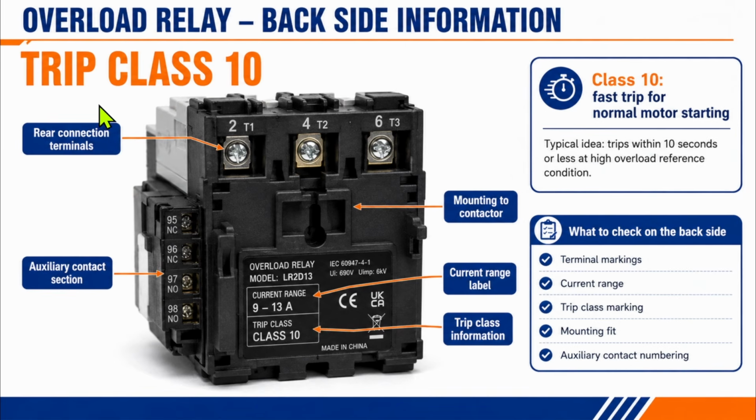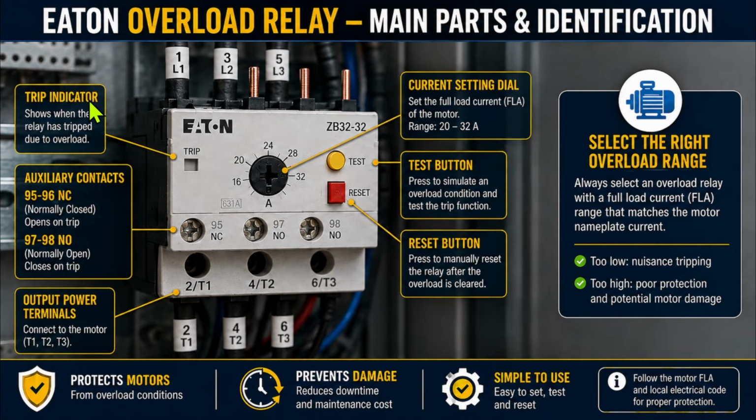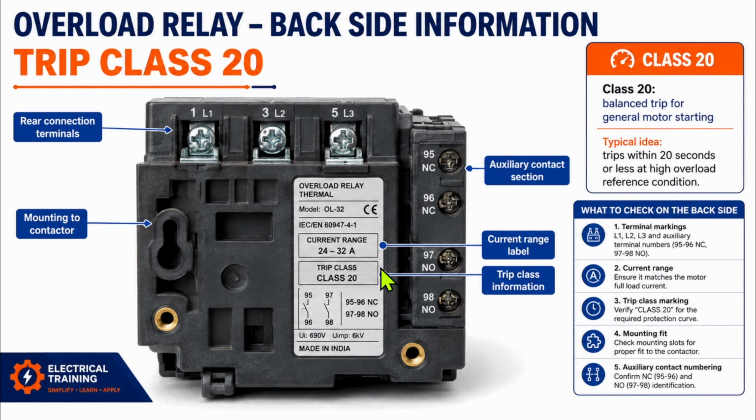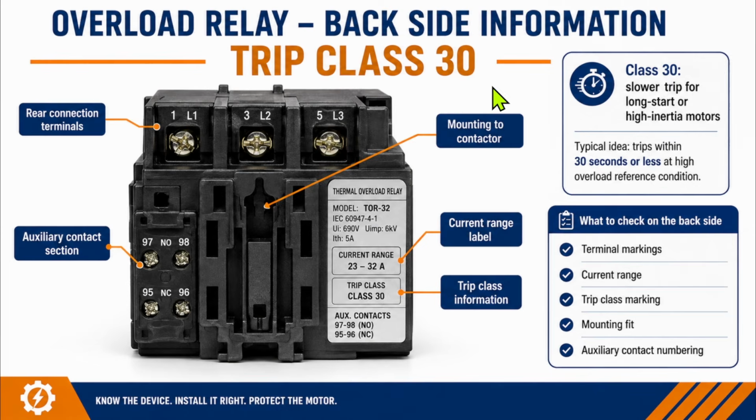The current setting is related to how much motor current we're protecting. Trip class is related to how quickly that overload relay responds under an overload condition. Keep that difference in mind, because now everything becomes much easier.